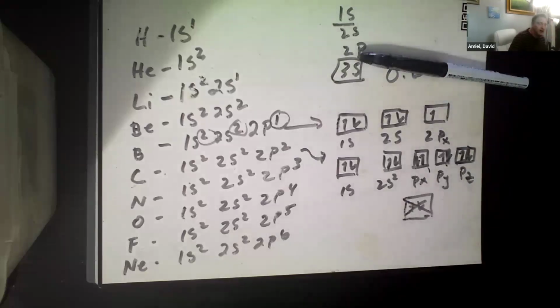So that is how you construct electronic configurations and orbital diagrams.